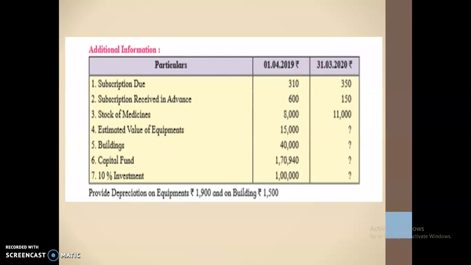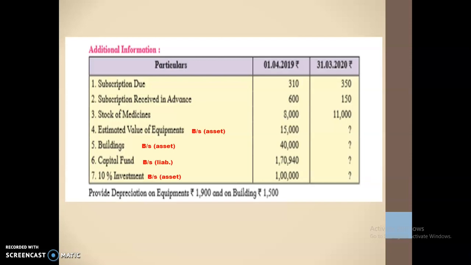Now these are the adjustments given. Here the fourth adjustment, value of equipment, this will go to balance sheet asset side. Building again will be shown on the asset side of balance sheet. Capital fund on the liability side of balance sheet. And investment on asset side of balance sheet.